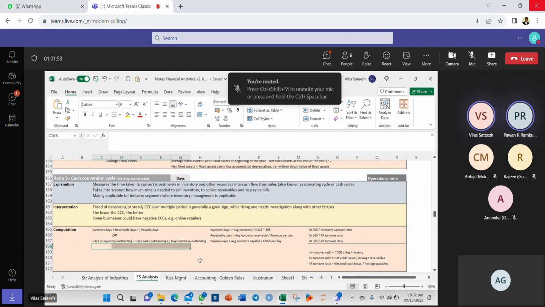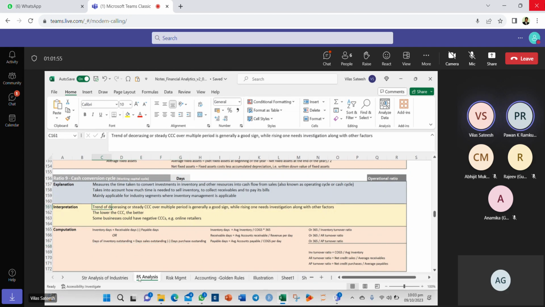So the important thing to notice here is that this needs to be constant over multiple periods, or it has to show a declining trend. Yeah. And the lower the cycle, the lower the number of days for it to churn your investments into sales and further into cash, it's better for the company. One catch is some businesses like online retailers, as Professor was explaining in the class, would have a negative cash conversion cycle.